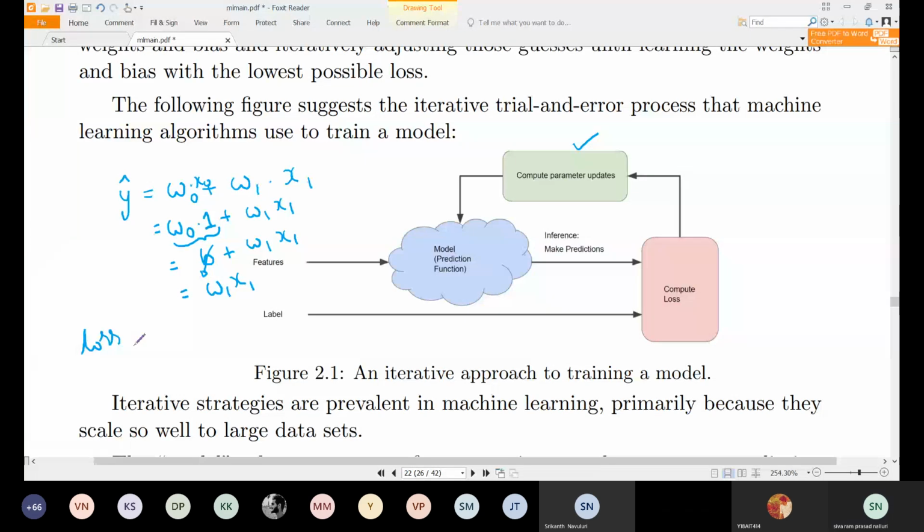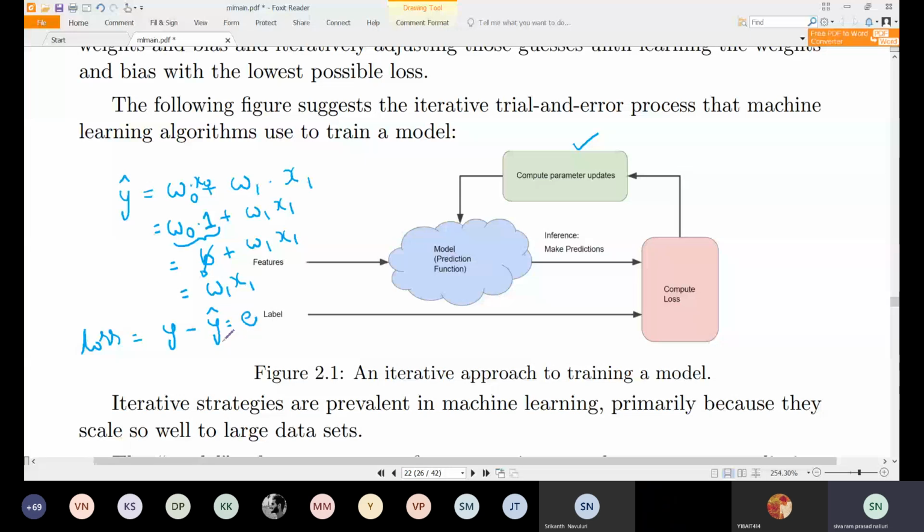So now, how do you define loss? Loss is defined like this. It is the difference between the actual value minus the predicted value. Actual value minus predicted value. This is what is known as error for a given example.